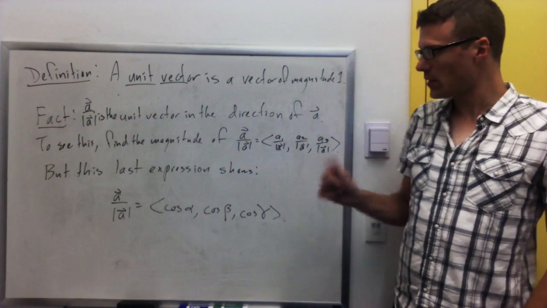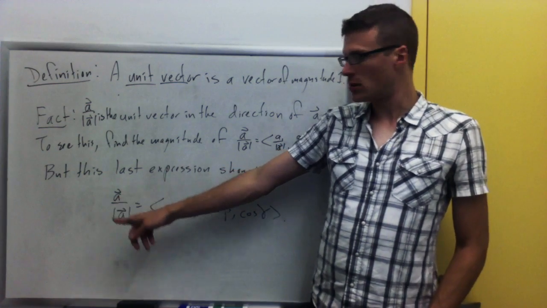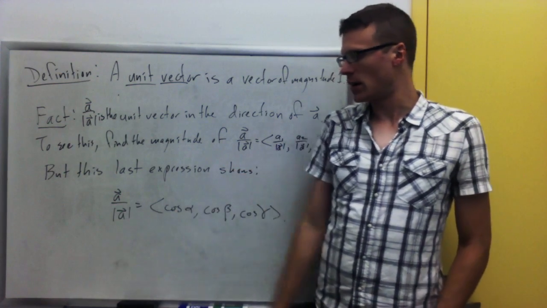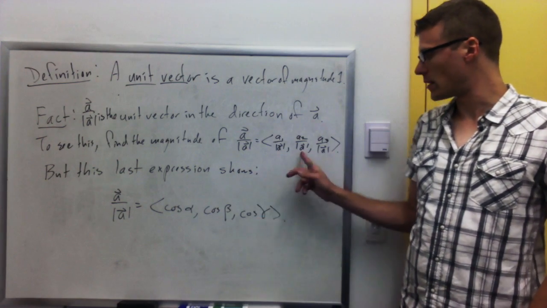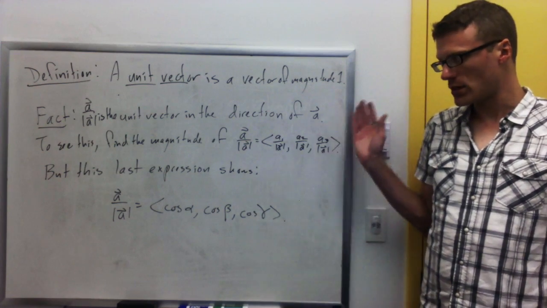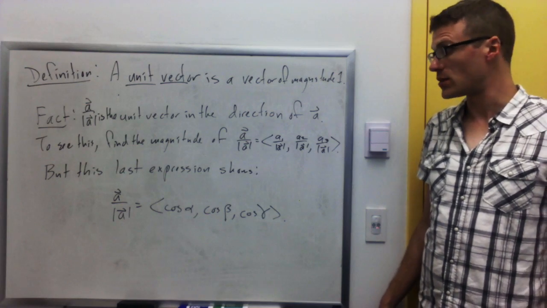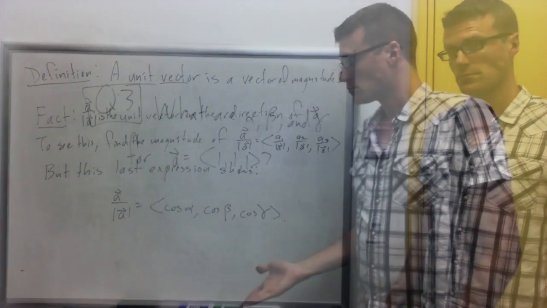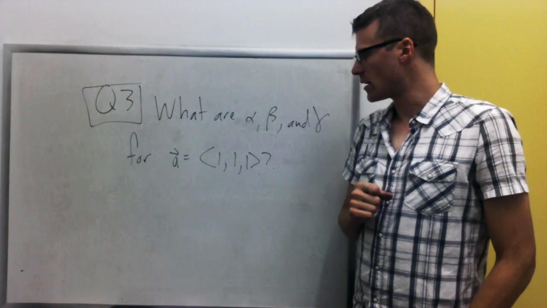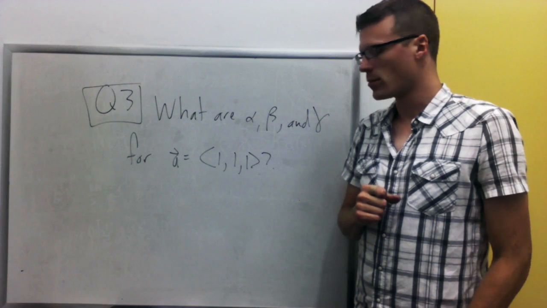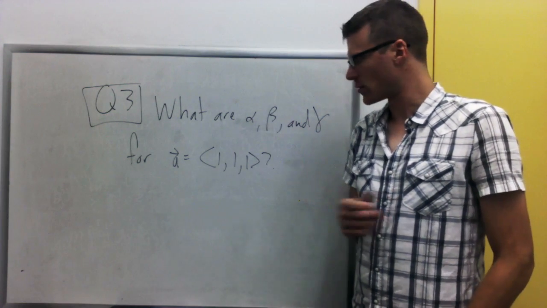Okay. But this last expression actually shows that the unit vector in the direction of A, which is A divided by the magnitude of A, is equal to the vector with components cosine of alpha, we just showed that, cosine of beta, cosine of gamma. So these direction angles also give us an expression for the unit vector in the same direction as A. Alright, so this question just popped into my head, question number 3. What are alpha, beta, and gamma for the vector with components 1, 1, 1? I don't know what the answer is, I'm just curious, so go ahead, do it.